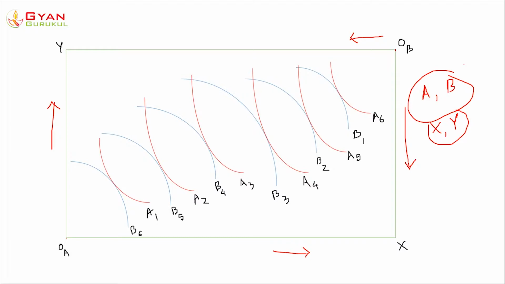And following the characteristics of indifference curves, a higher indifference curve represents a higher level of utility. Therefore, A2 is representing a higher level of utility than A1, A3 is representing a higher level of utility than A2. Similarly, A6 is representing a higher level of utility than these curves, that is A5, A4, A3, A2, A1, right?